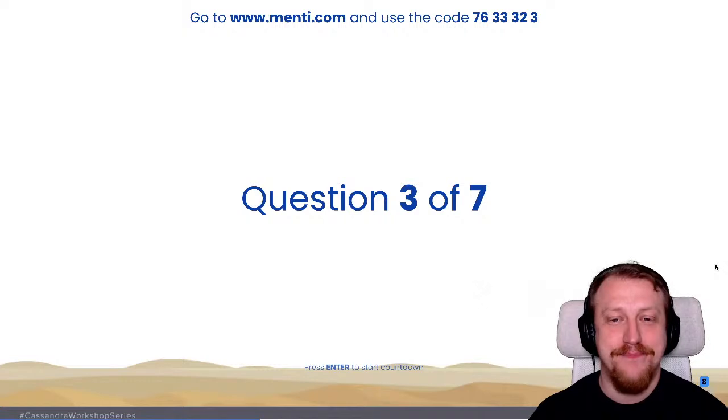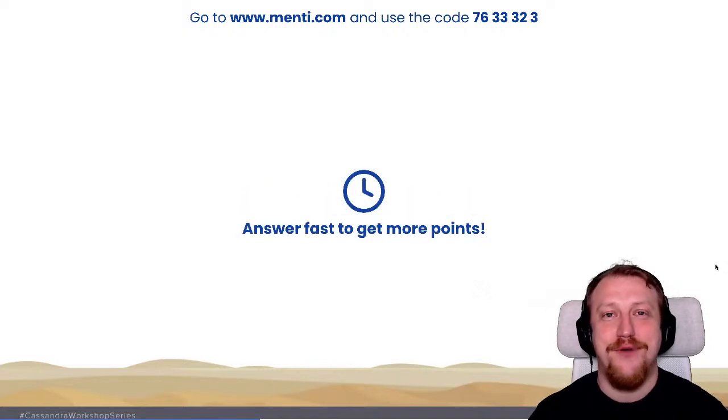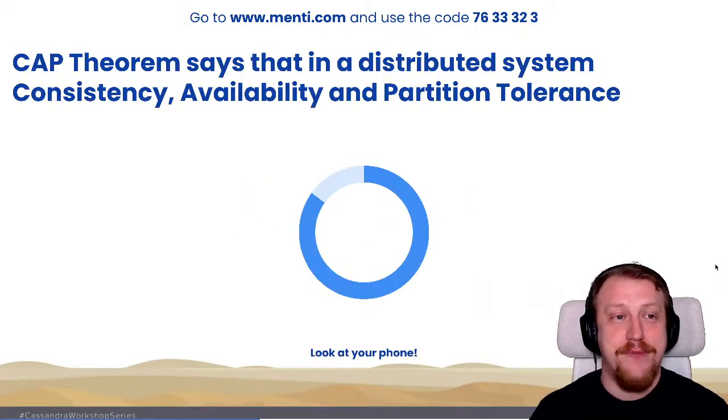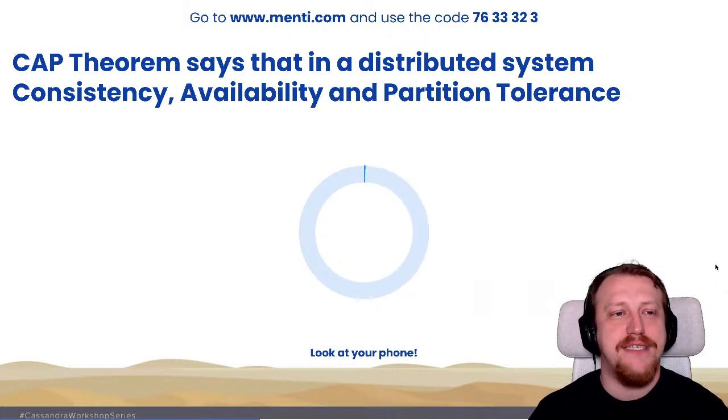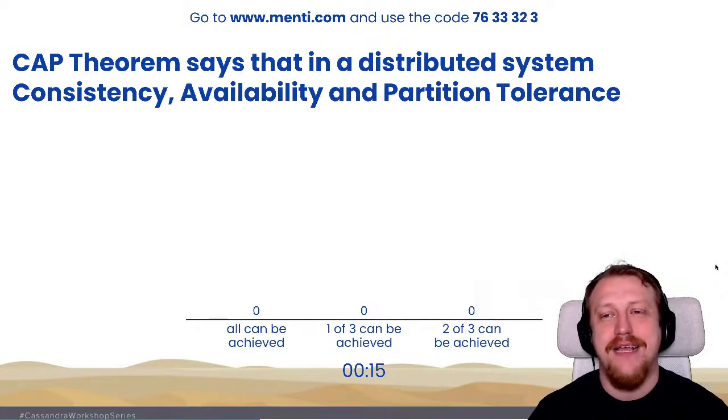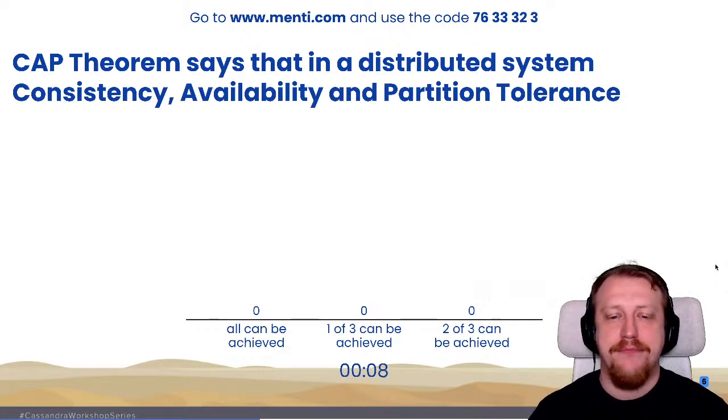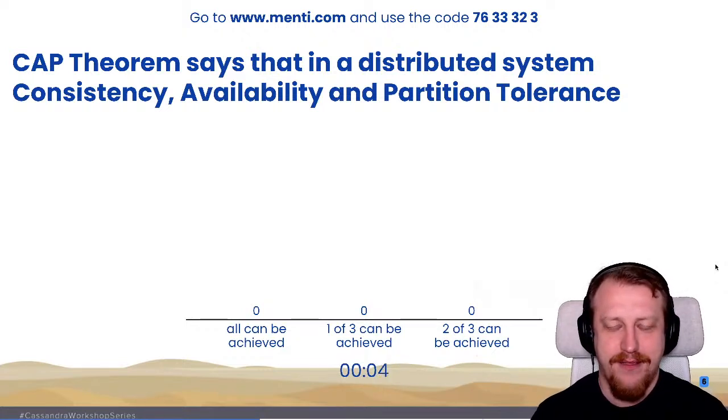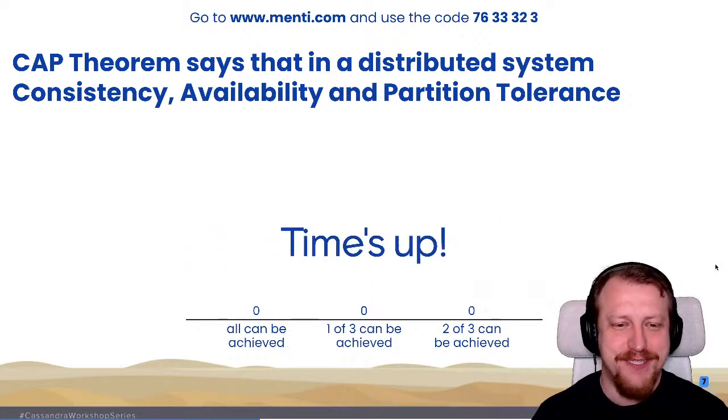Question 3. You still have to answer fast, but don't make a mistake. The CAP theorem says what in a distributed system: consistency, availability, and partition tolerance all can be achieved, 1 of 3 can be achieved, 2 of 3 can be achieved. That's an interesting one. I can't wait to see your answers.